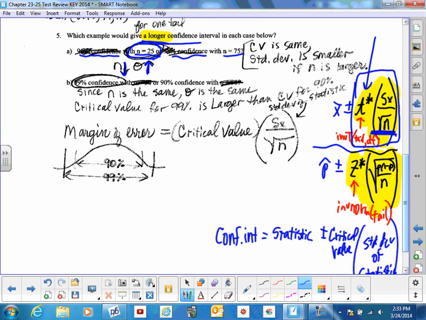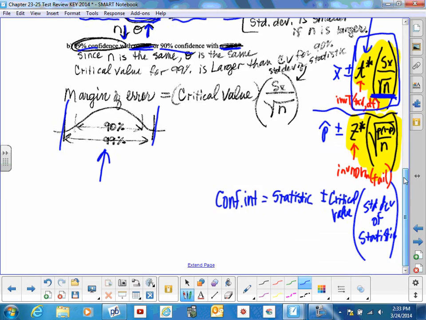B addresses if the N is the same. Both of these sample sizes were, I think, 50. But the critical value is different because we had a 90% confidence versus 99%. So just think of this picture here, because a 99% confidence will encompass bigger critical values, so more data, bigger interval. Okay, so that's how you tell the difference on that one. Questions there?